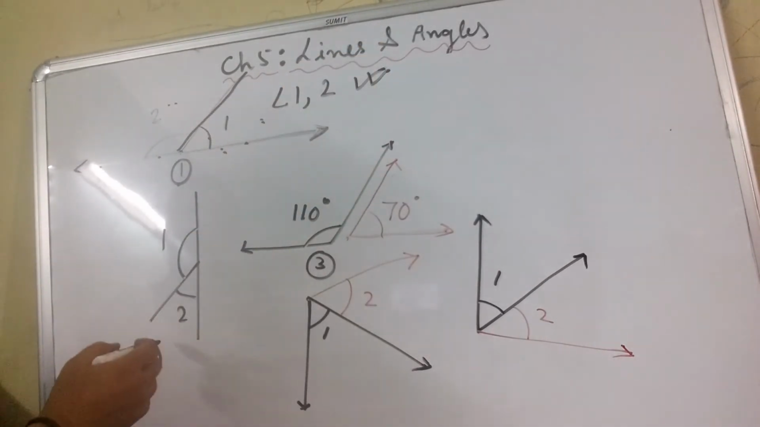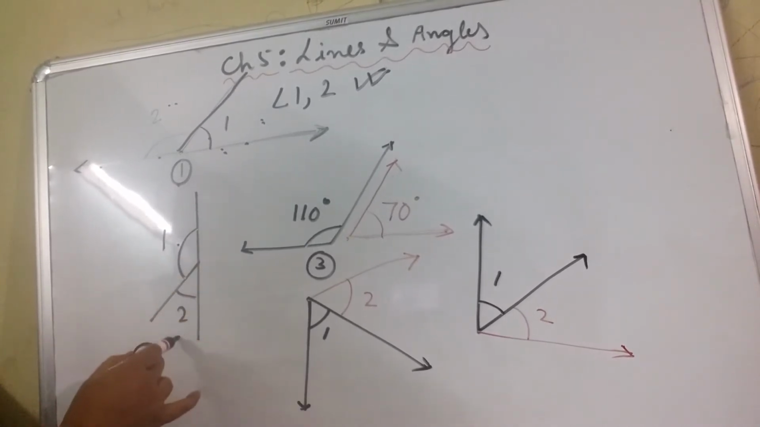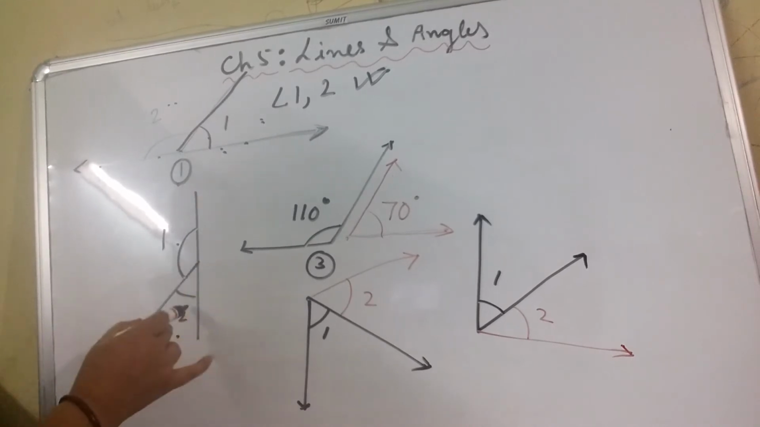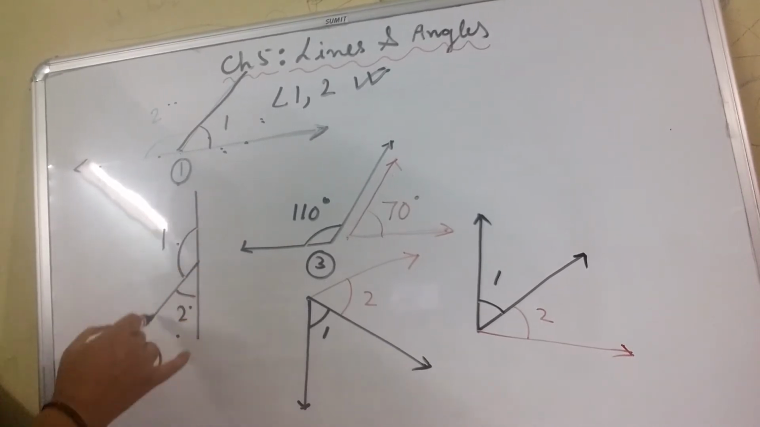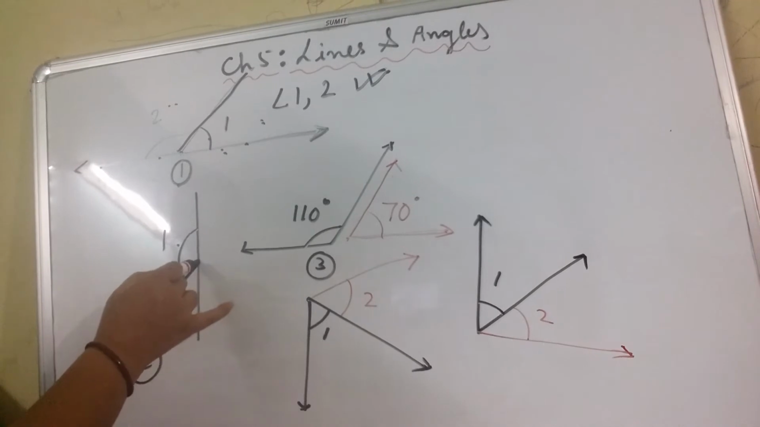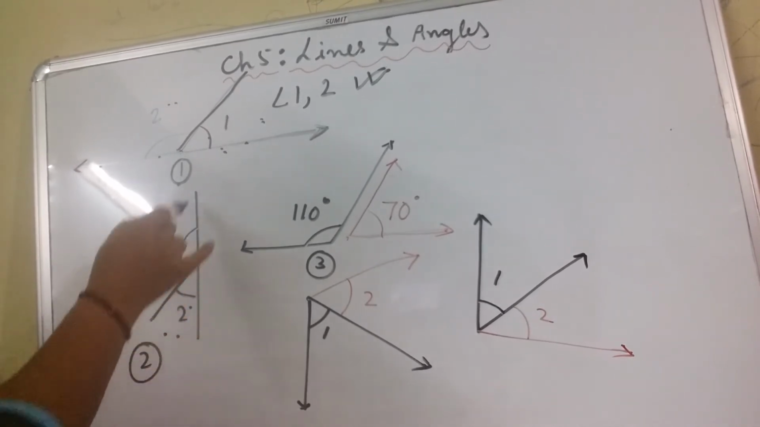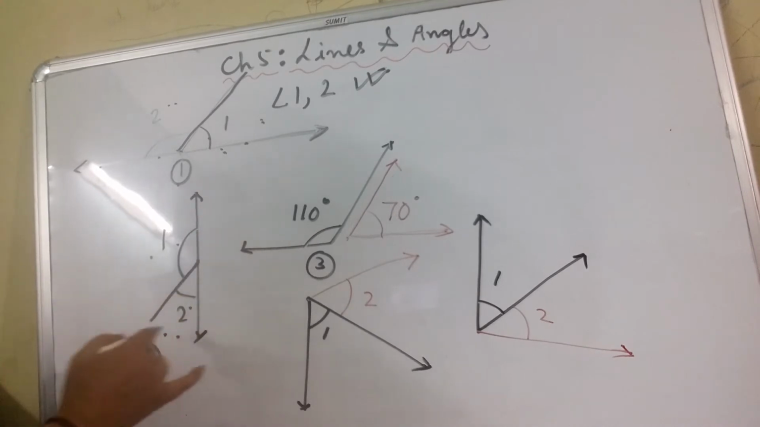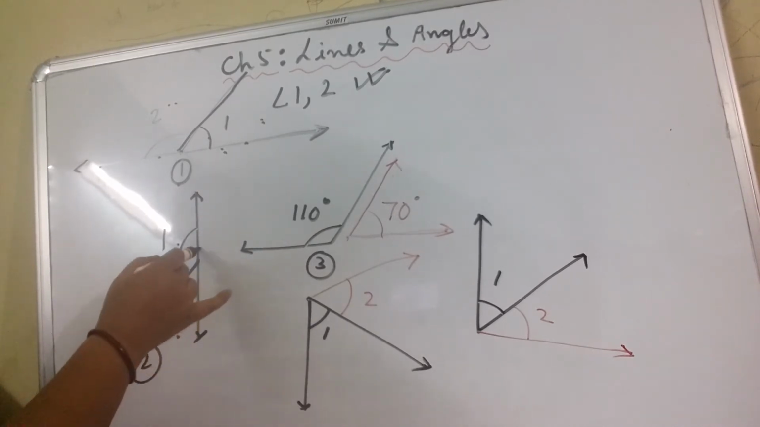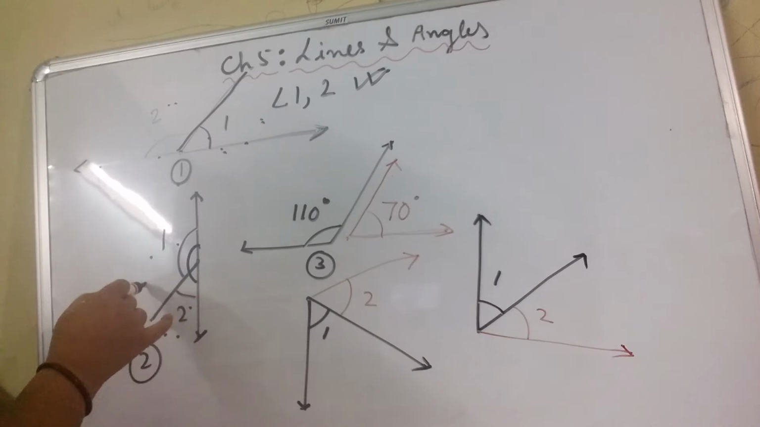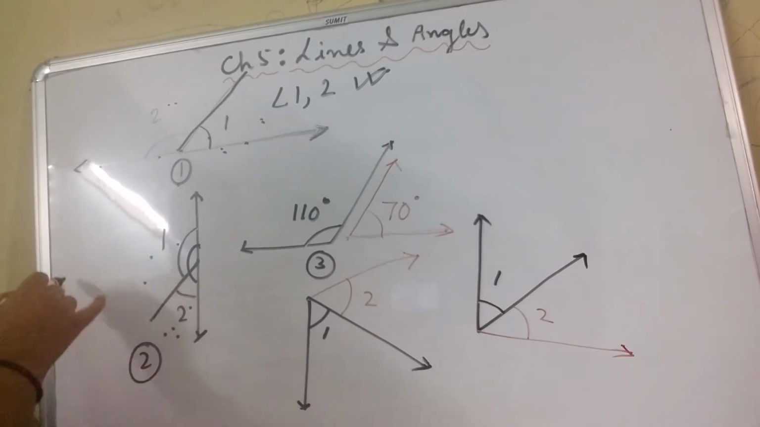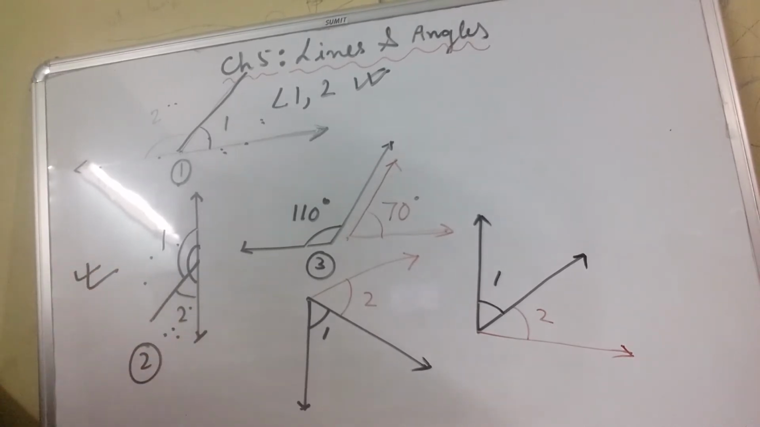Okay, next, come to this diagram. This is angle 1 and angle 2. They are adjacent angles because they have a common arm, a common vertex, and no common interior points, and these non-common rays or arms make 180 degrees. So angle 1 and angle 2 are also a linear pair.